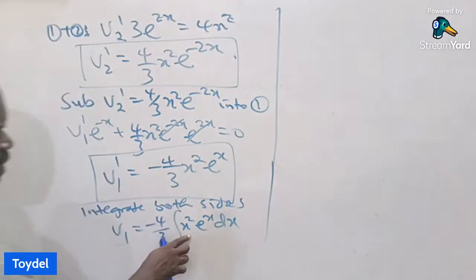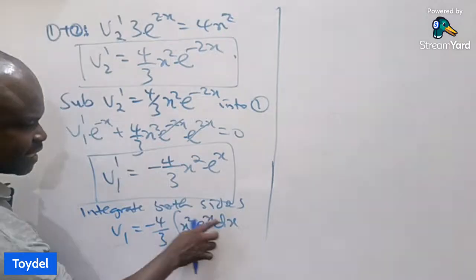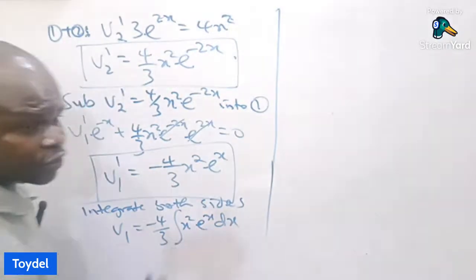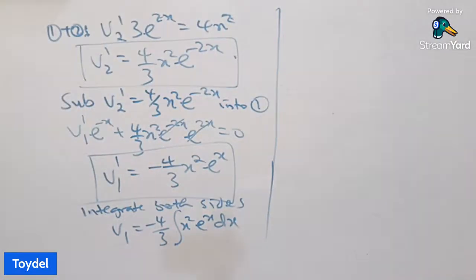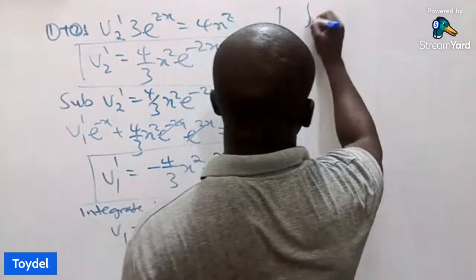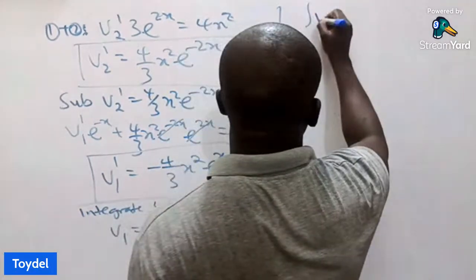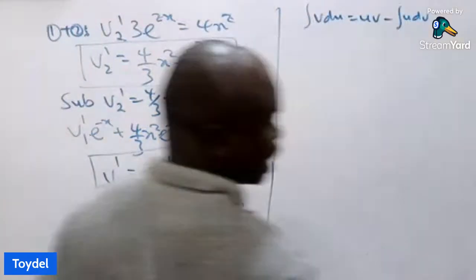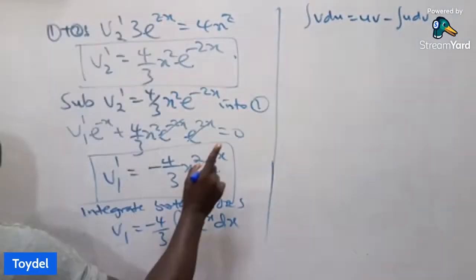If you look at this integral now, we have x squared e to the x dx. When we have integration of the product of two functions, we are going to use integration by parts to solve that. By applying integration by parts, the formula is integral u dv is equal to uv minus integral v du. That is what we are going to get.